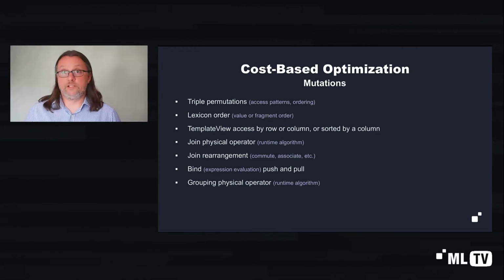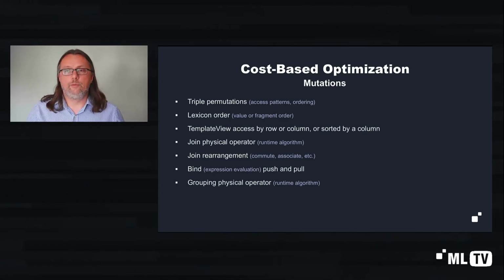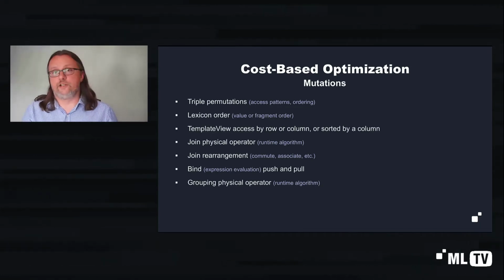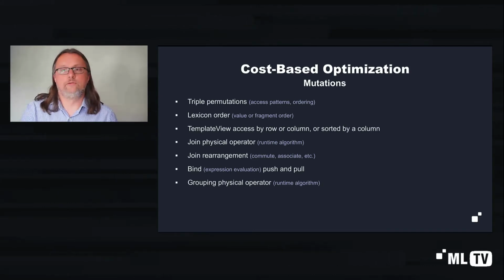So some other choices that we've got, mutations that are available, are the choice of physical operator for a join, and we looked at some of those in the first section of this deep dive. But we've got things like a hash join or a sort merge join, scatter join, and all of those kind of possibilities that are available for the physical operator.